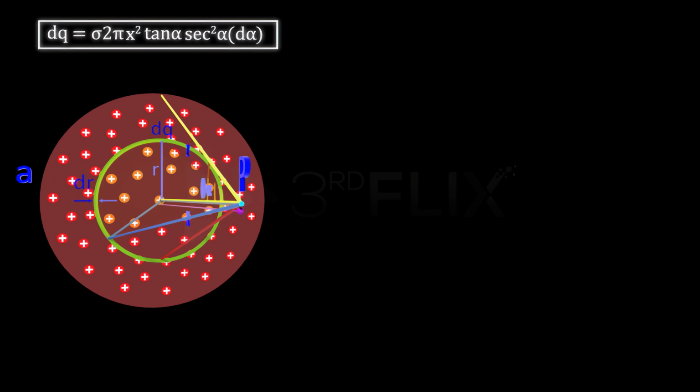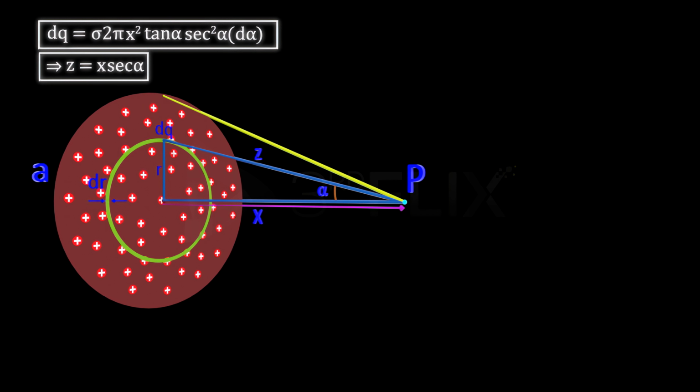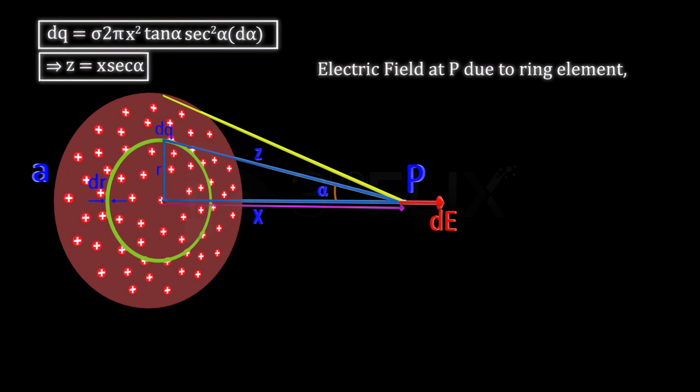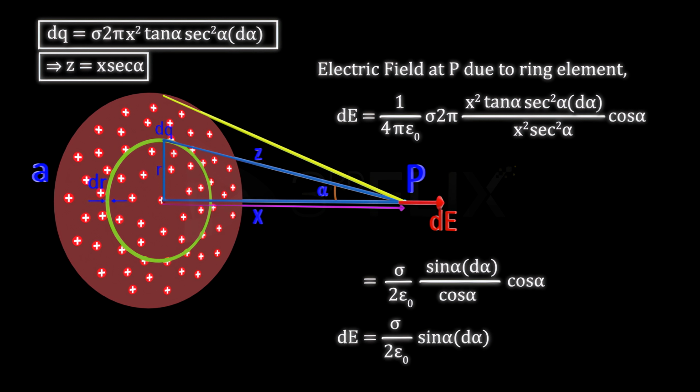The distance between any point on the ring and P is root over r square plus x square, and cos alpha is equal to x by z. Therefore, z is equal to x secant alpha. From the discussion on electric field due to a ring, we know that the magnitude of the electric field at a point P due to this elemental ring is k dq by z square cos alpha, and it is away from the center. On substituting k with 1 by 4 pi epsilon naught and the expressions for dq and z, we get dE is equal to sigma by 2 epsilon naught sine alpha d alpha.